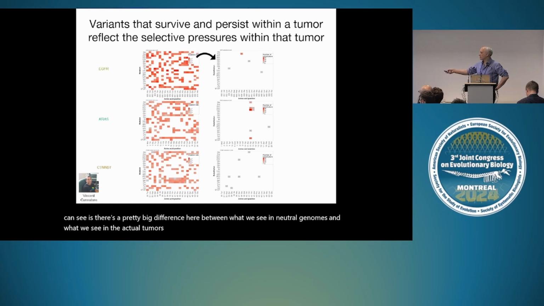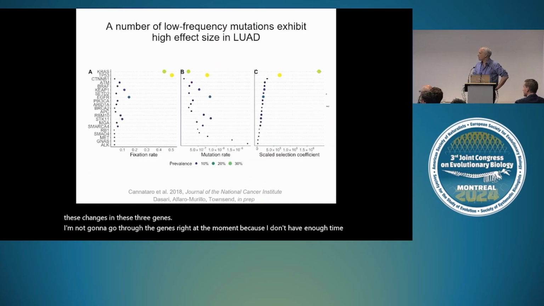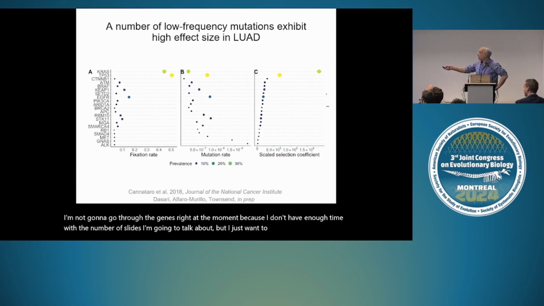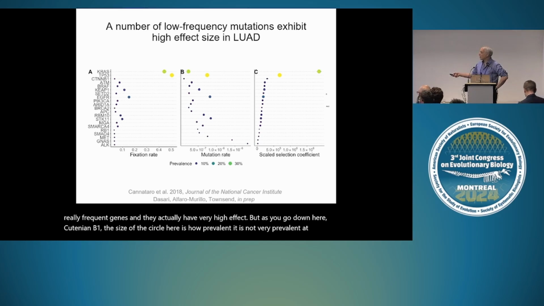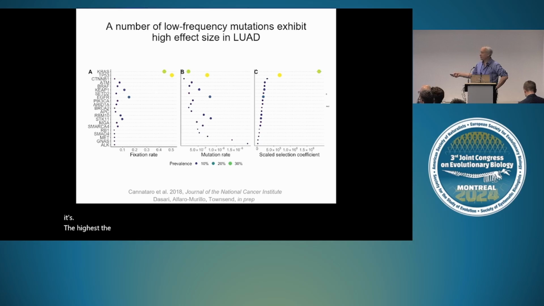And the reason for that is selection, because selection drives all of these changes in these three genes. I'm not going to go through the genes right at the moment because I don't have enough time with the number of slides I'm going to talk about. But I just want to point out that a number of the low-frequency mutations, mutations you don't see so often in tumors, exhibit very high effect size in lung adenocarcinoma. These two highest ones are the ones everyone knows about, KRAS and P53. If you know anything about cancer, those are really frequent genes, and they actually have very high effect. But as you go down here, ACTB, the size of the circle here is how prevalent it is. Not very prevalent at all, and yet it's the next highest selected gene, et cetera, going down.